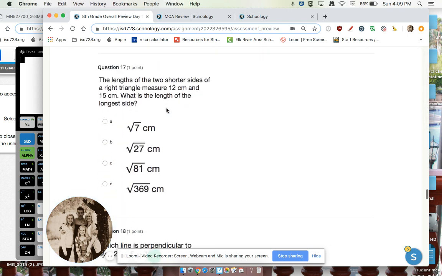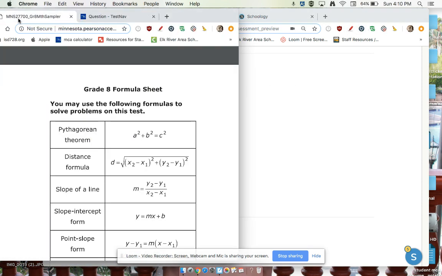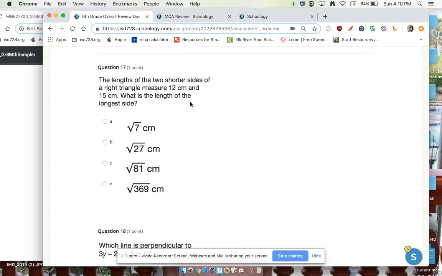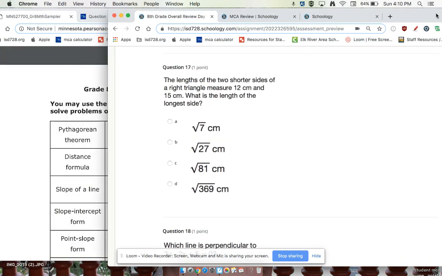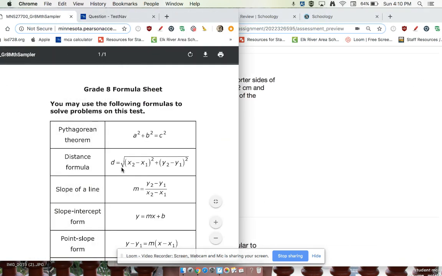Okay, the lengths of two shorter sides of a right triangle measure 12 and 15. What is the length of the longest side? So I like to draw a visual. And also, again, if you're confused, I know right away triangle means Pythagorean theorem. But if you're confused and you're like, how the heck am I supposed to figure this out? You can look at your formula sheet.